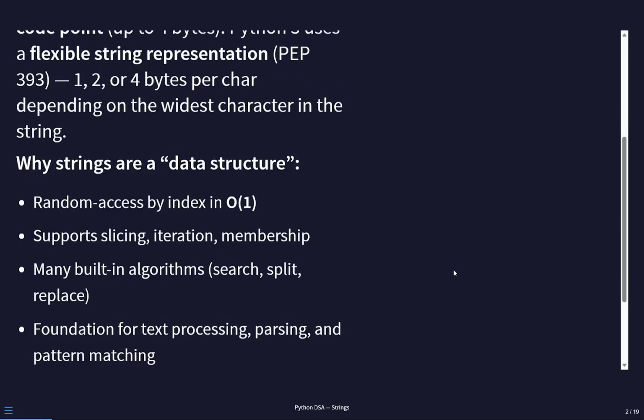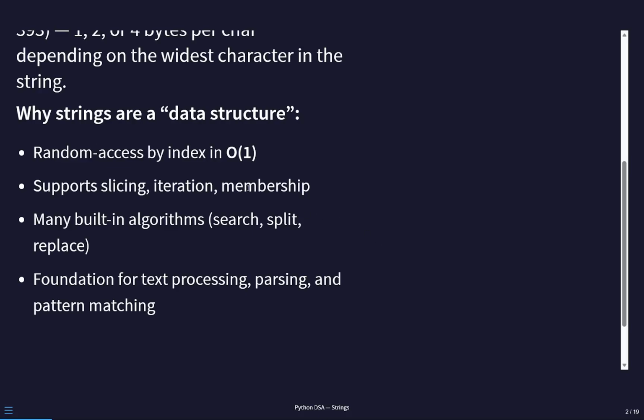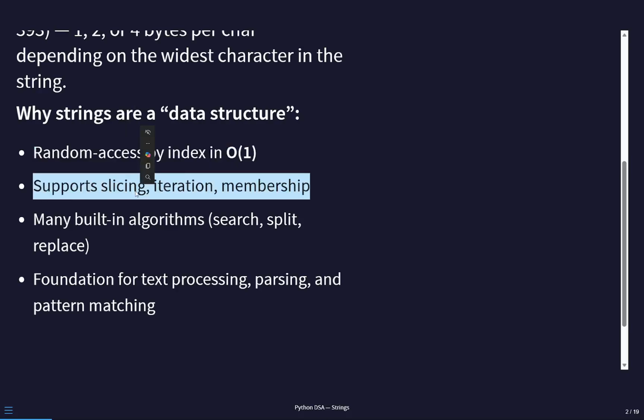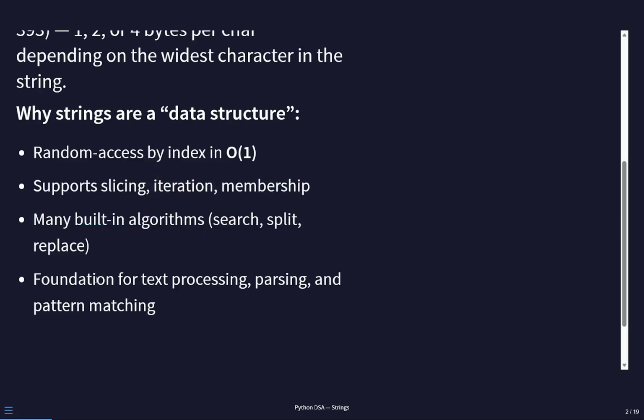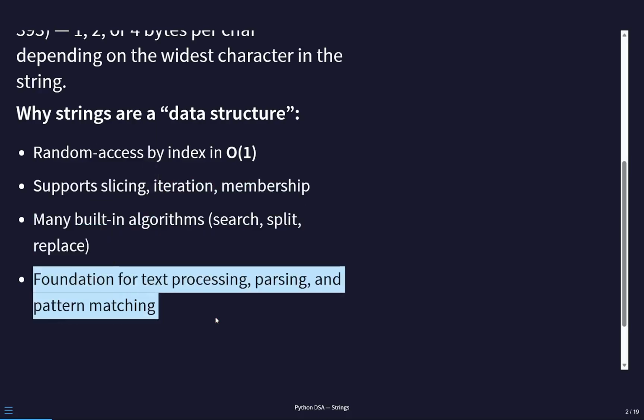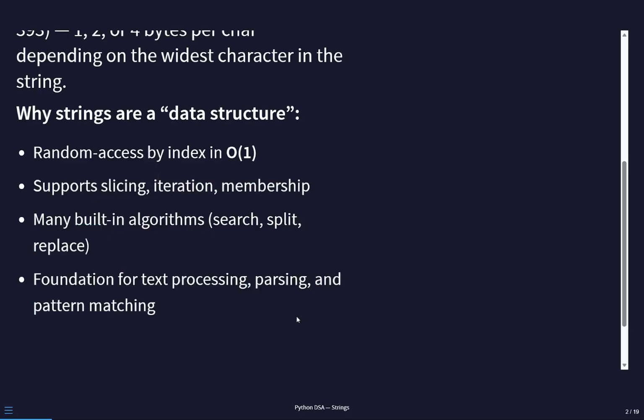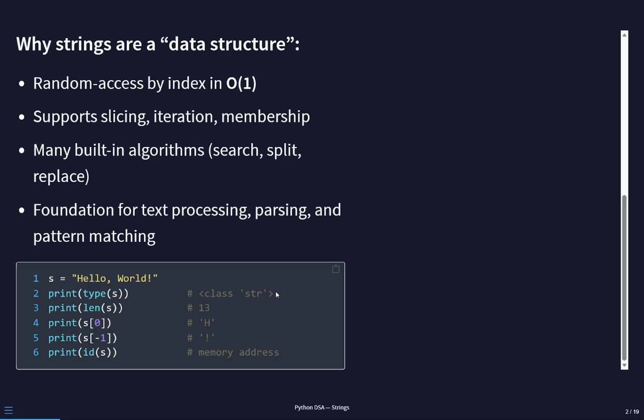Why do we call a string a data structure? Because it has all the properties of one. Random access by index in O(1). Slicing, iteration, and membership support. Built-in algorithms for search, split, and replace. And it's the foundation for text processing, parsing, and pattern matching. It's not just a primitive, it's a fully equipped sequence type.